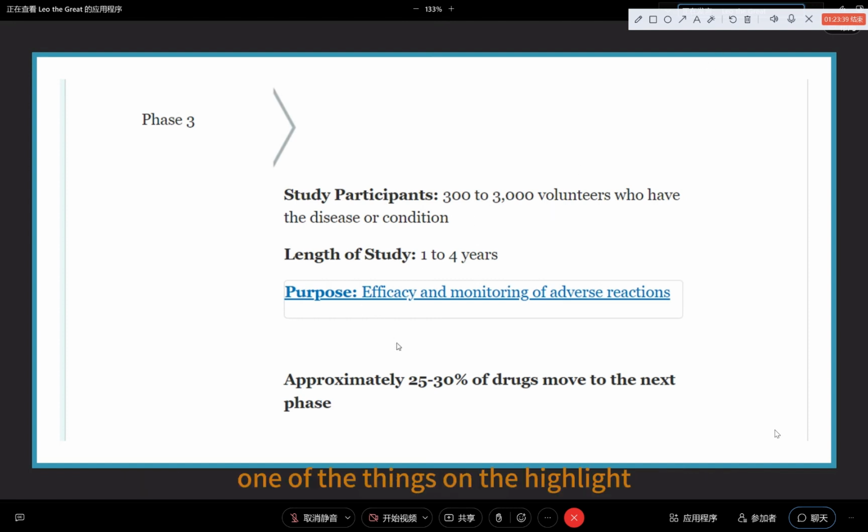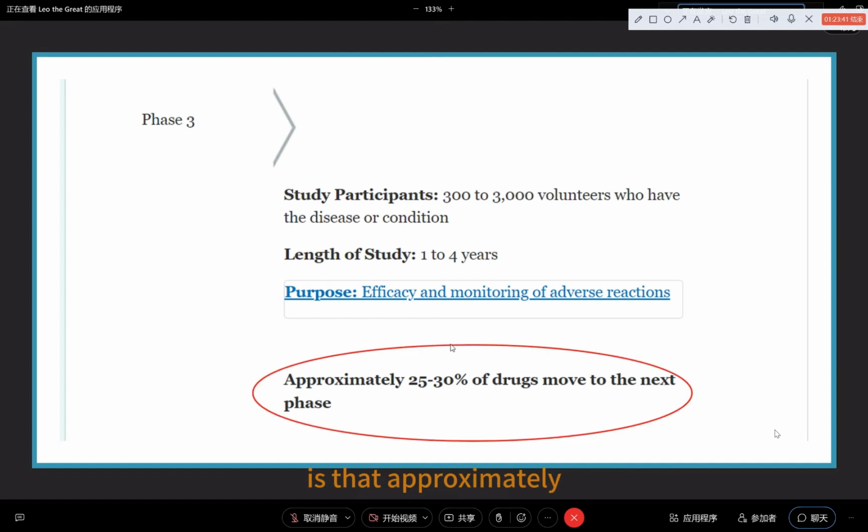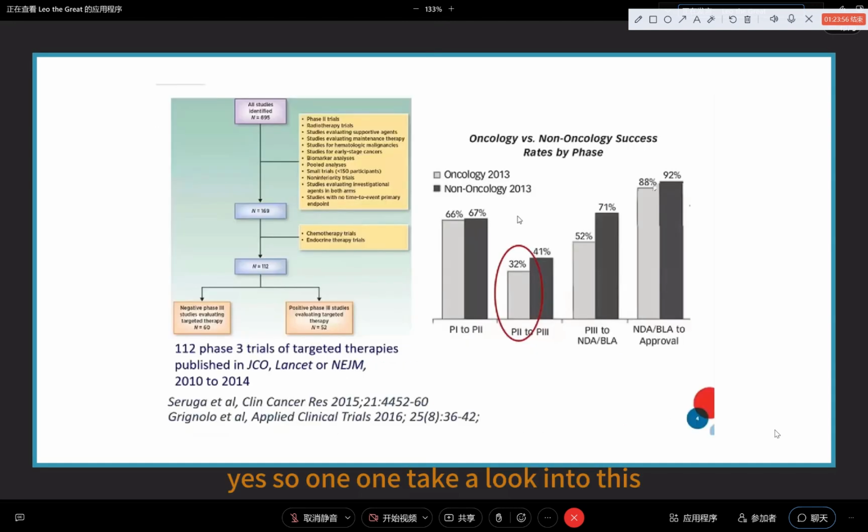One of the things I want to highlight is that approximately only 25 to 30% of drugs move to the next phase. And this has to do with some reasons that are going to be discussed by Rod later. So let's take a look at this data.